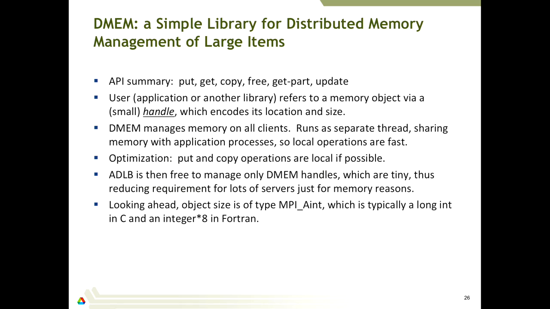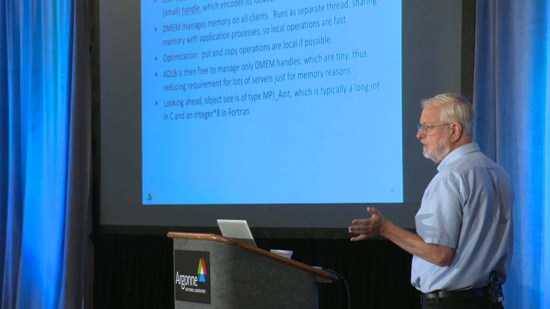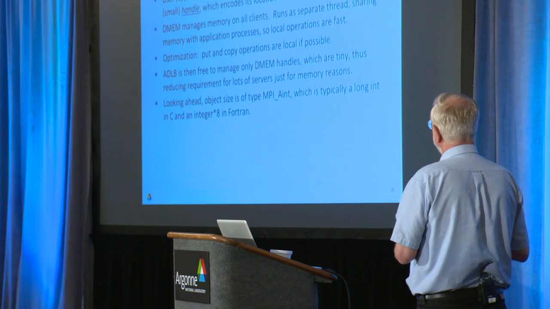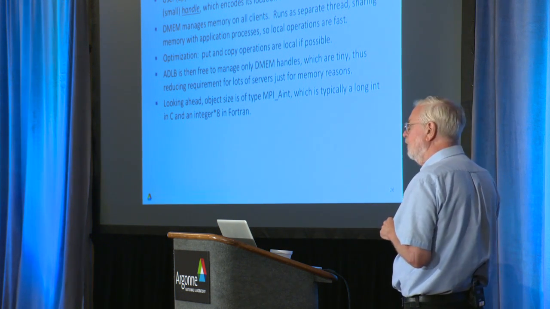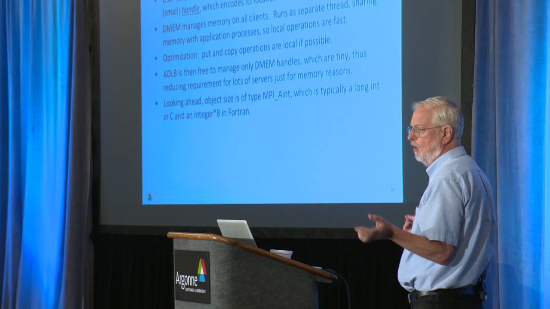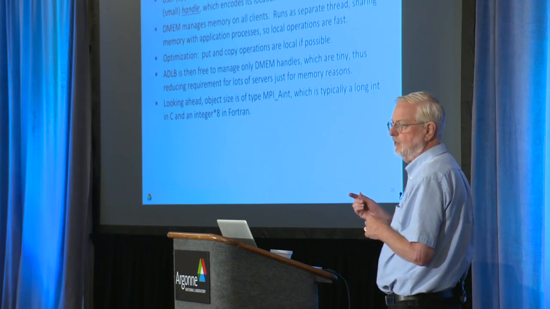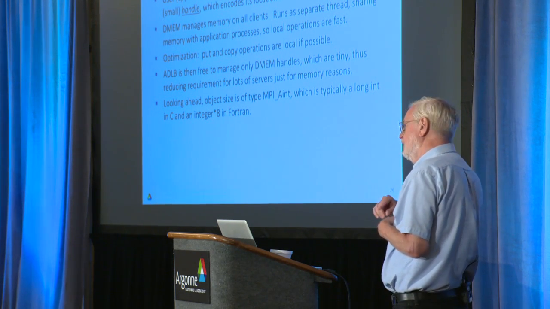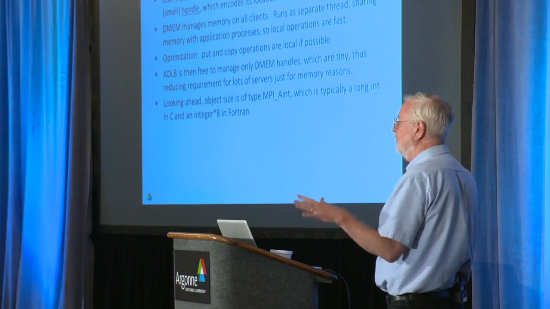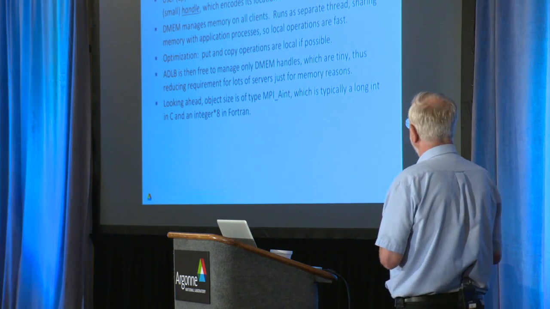And DMEM manages memory on all the clients, running as a separate thread in each application process. So now we have lots and lots of memory servers. They communicate with MPI. And then ADLB only has to deal with these handles instead of all the work units, because the handles are small. So it doesn't need so many servers. Now the memory for the work units is spread around all over everyone. And this works pretty well.